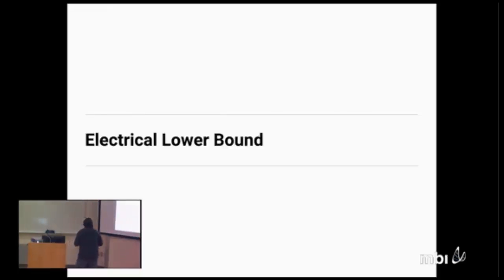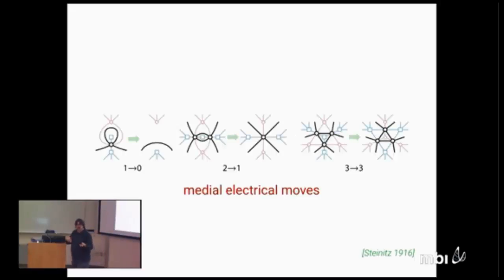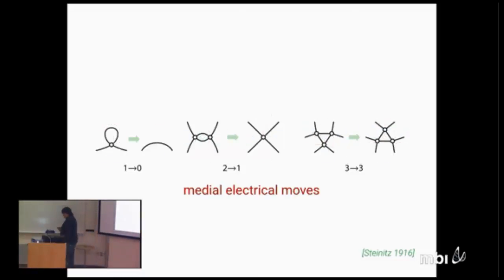When I talked about Steinitz's technique, I said there's this connection between electrical moves and homotopy moves by way of the medial graph. We can think about medial electrical moves in sort of the same breath as we can think about homotopy moves, except we have to remember this weird difference in the type 2 move. So let me formalize that. Let me actually draw the connection more formally.